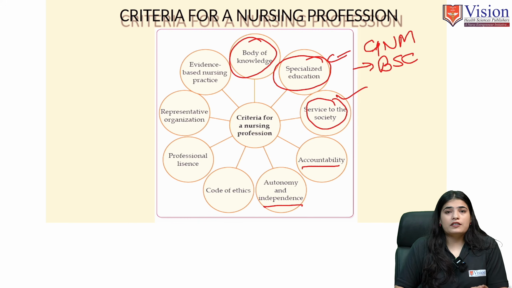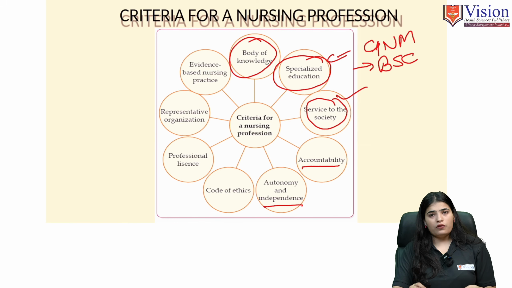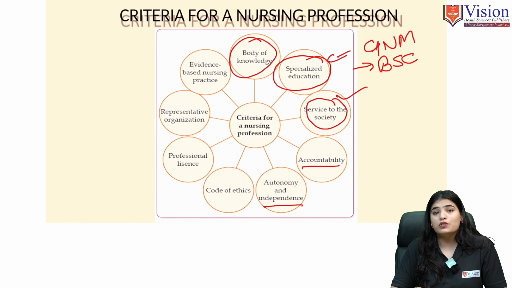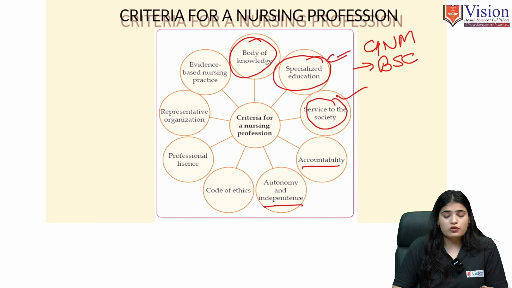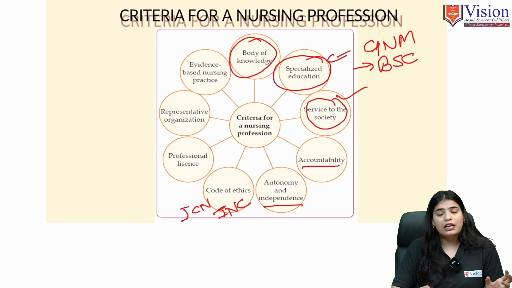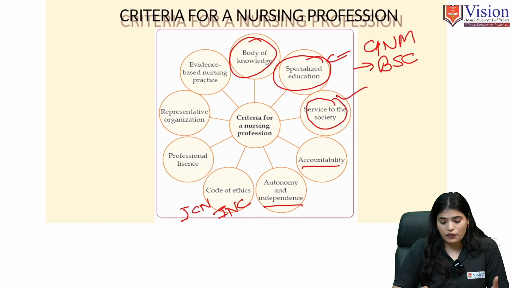Next is code of ethics. Every profession is having codes of ethics, and nursing is also having codes of ethics. There are different codes of ethics. Some of them are given by ICN, some of them are given by INC. And there are ethical principles too that we have to follow within the nursing profession.